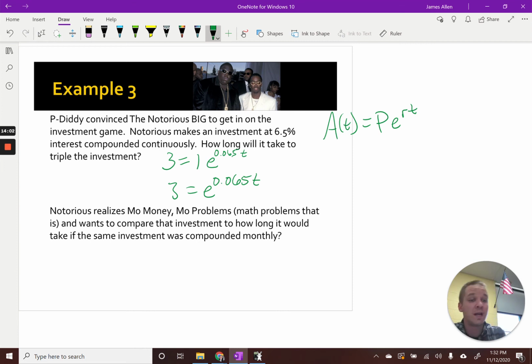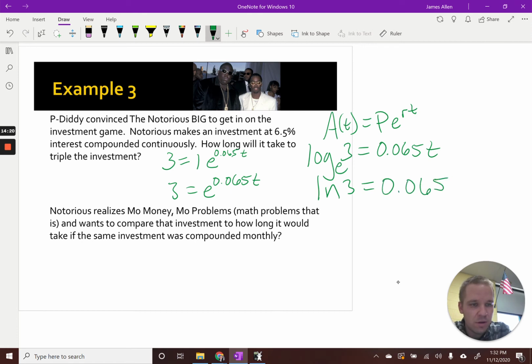Now, I'm trying to solve for an exponent. What can I use to solve for exponents? Well, I can use logs to do so. Now, either you can put this as log base e of 3 is equal to 0.065 t, or you could know that that's a natural log of 3, because that's even a little easier to type into your calculator because you have a special little button, right? All right. So now I just have natural log of 3, which is a number, equals 0.065, which is a number multiplied by t. If I have a number multiplied by t, how do I solve for t? I'm going to divide by said number, which is 0.065.